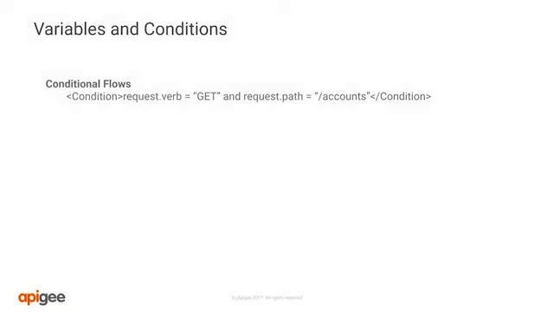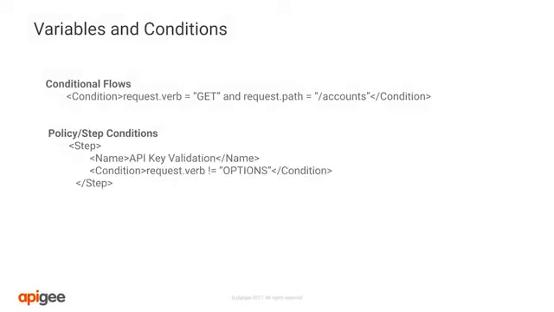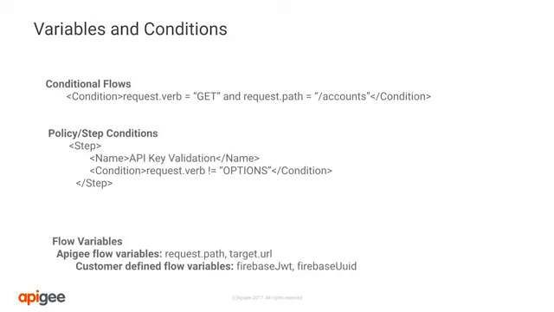So a flow can have a condition that determines when it should execute. Conditions can also be included on policies. If a policy has a condition, then it will only execute if the condition is true. The last topic we will cover is flow variables. Apigee has a set of predefined flow variables that can be used within conditions. But we can also create our own flow variables and use them as conditions in the request or response path.